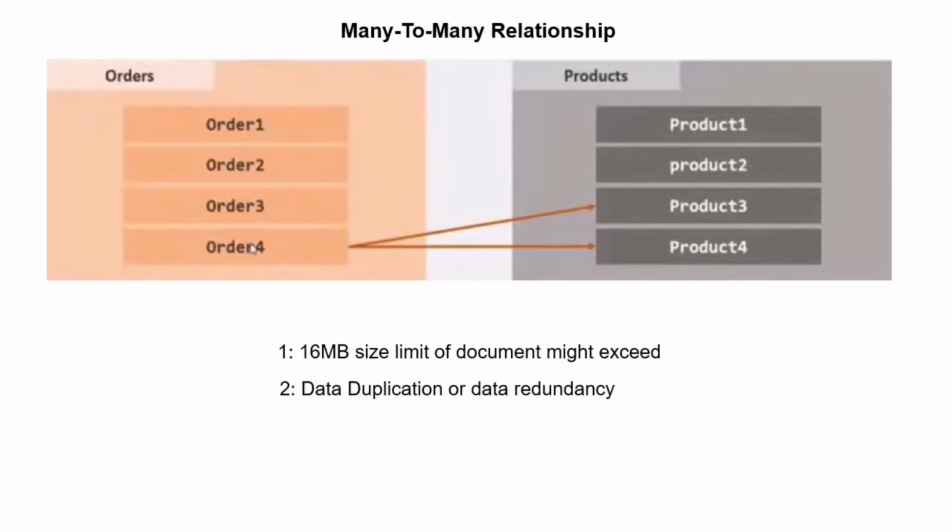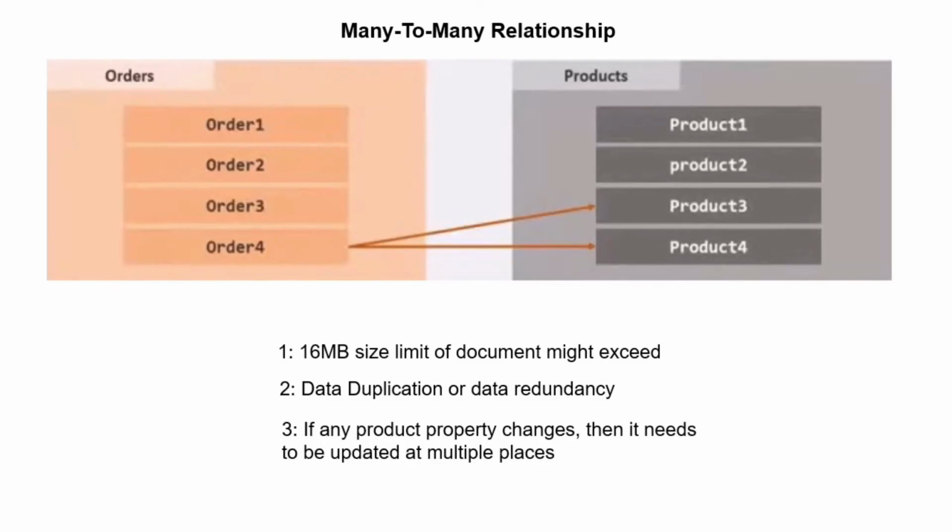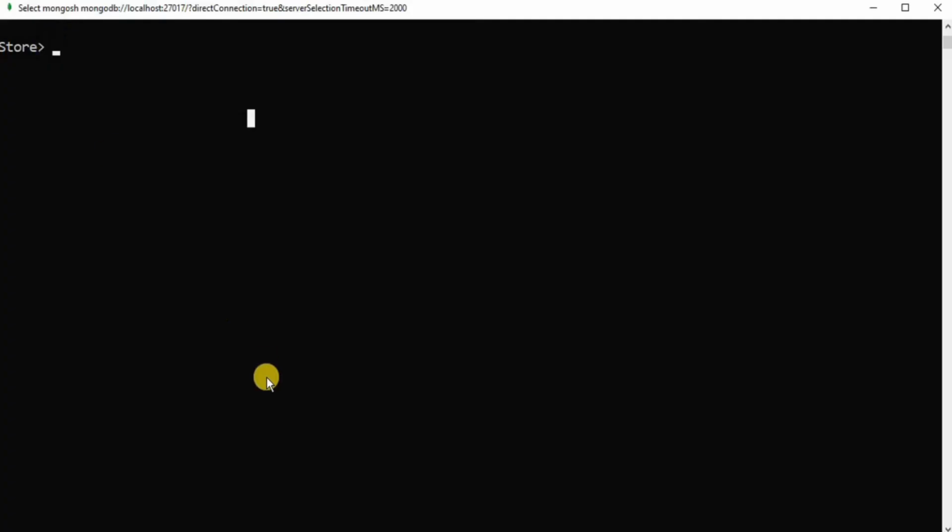Next, we can have duplicate or redundant data in the same orders collection. Different orders might have the same product purchased. For example, when the customer made his first order, he purchased product 1 and product 4. And when the customer made another order, in that case also product 3 and product 4 were purchased. So in this case, product 4 is common for this order and for order 1. So here we will have a duplicate entry for this product 4. Another major drawback is if any product property changes, it needs to be updated at multiple places since we have duplicated entry.